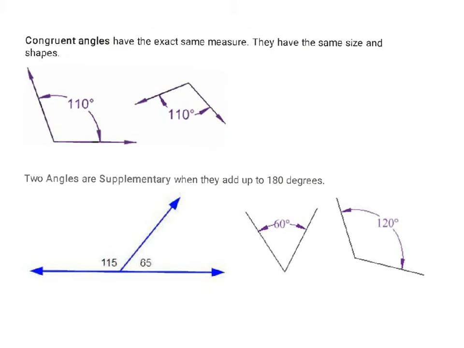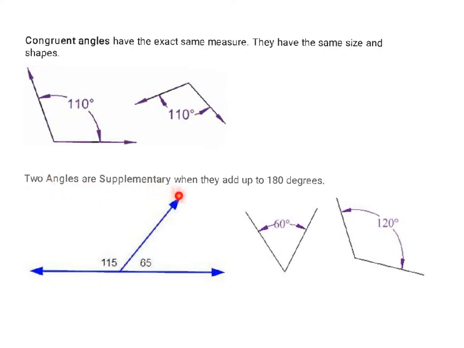Our first vocabulary word is congruent. And in this section, we're going to be looking at congruent angles. So that means they have the exact same measure and they have the same size and shape. So here's an example. This angle is 110 degrees and this angle is 110 degrees. They're just going in different directions, but they're congruent because they have the same measure.